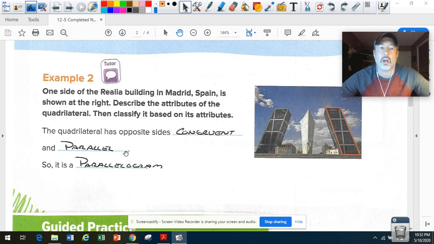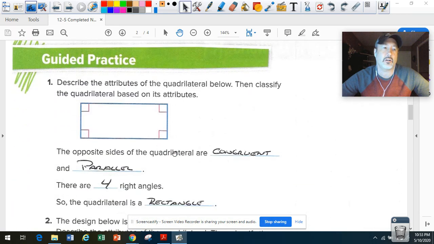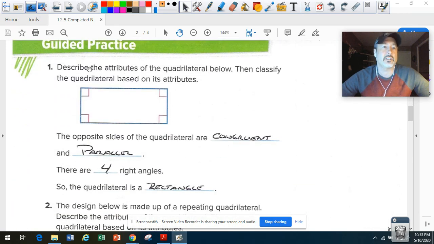So what do we get here? Yes, you are right. This is a parallelogram. Very, very good. Okay. Let's take a look here. It says, describe the attributes of the quadrilateral, then classify the quadrilateral based on its attributes.